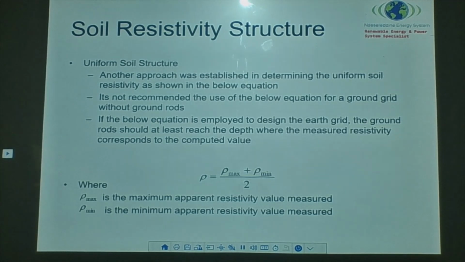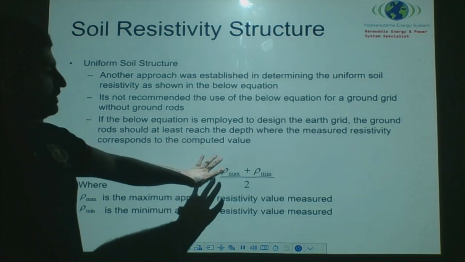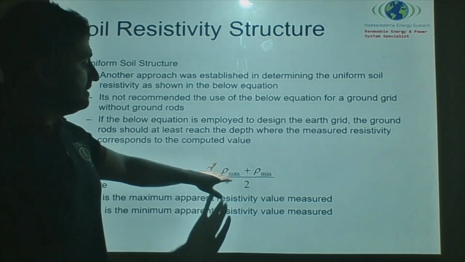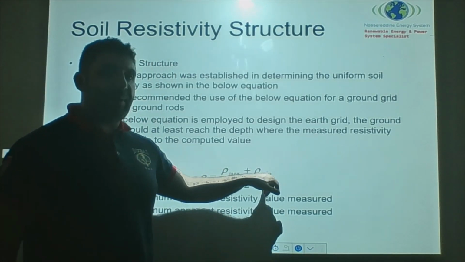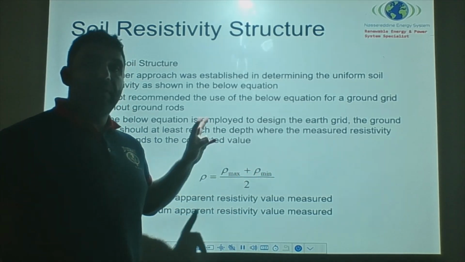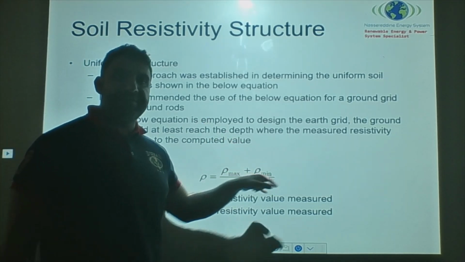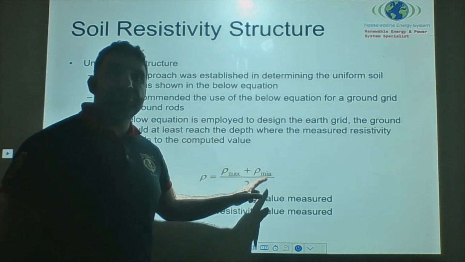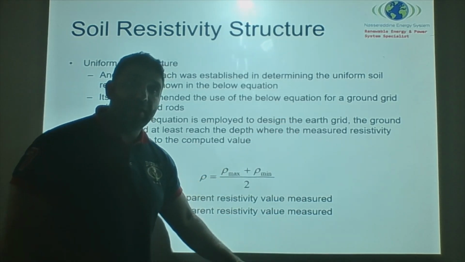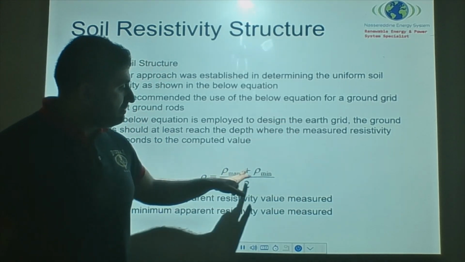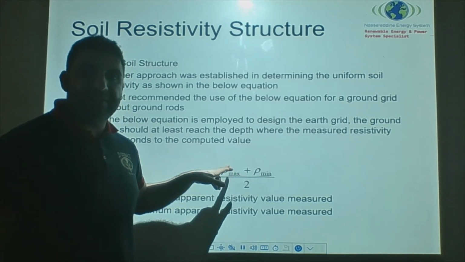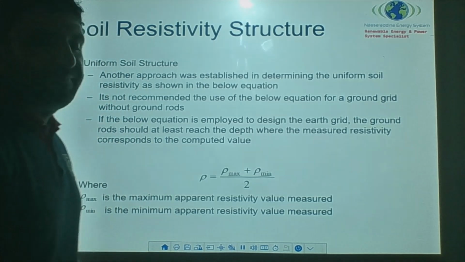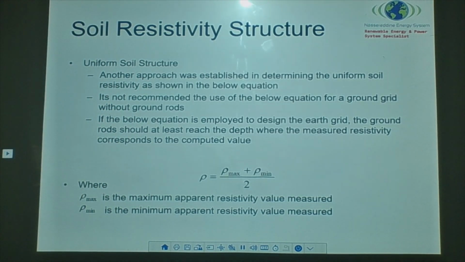Now, to use this equation, I have 3 conditions. Condition number 1 is small variation in the apparent soil resistivity measured. Number 2, your earthing system must have an electrode. Condition number 3, the electrode must reach the lower resistivity layer. So if this is measured, for example, at 10 meters or 5 meters, you need your electrode to reach this area for this to be effective.